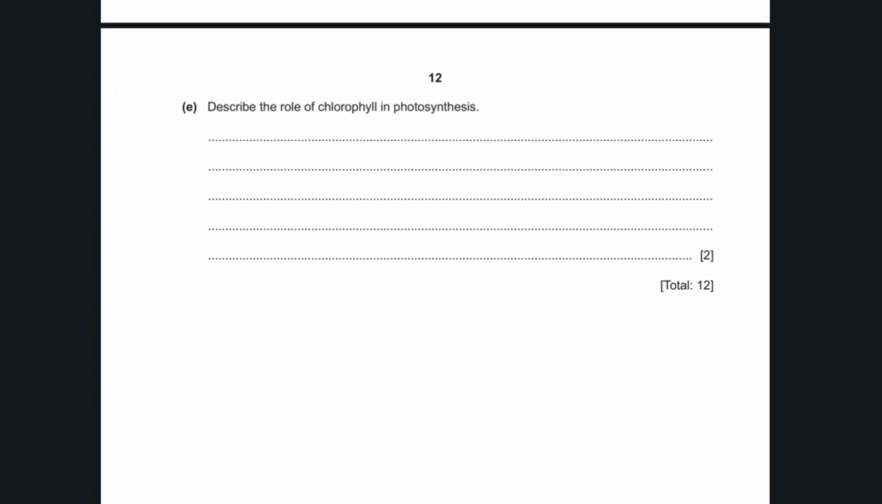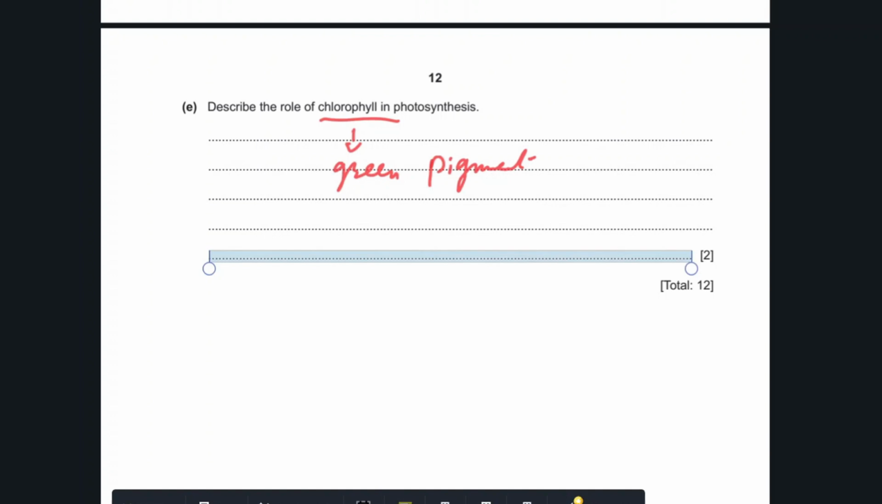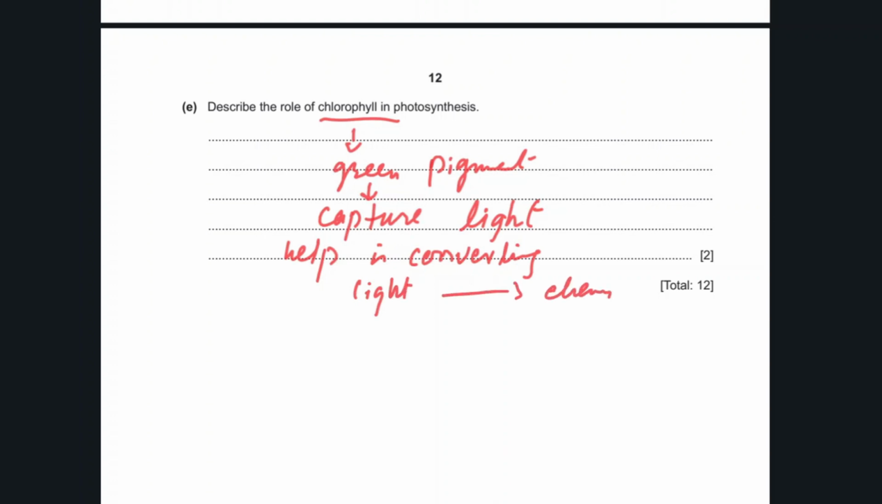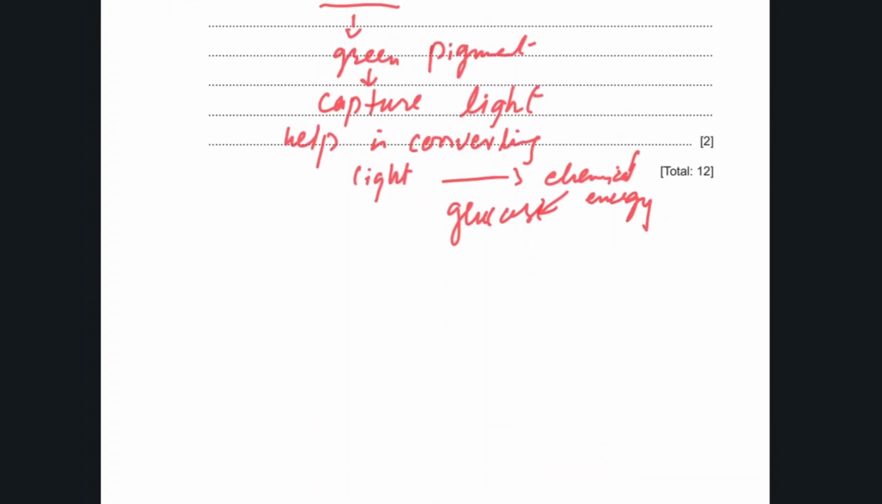Describe the role of chlorophyll in photosynthesis. Chlorophyll is a green pigment. What does it do? This green pigment captures light and helps in converting light energy into chemical energy, which is stored in the glucose molecule. So this is the way chlorophyll helps.